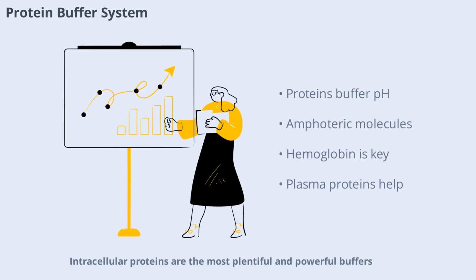Intracellular proteins are the most plentiful and powerful buffers, with plasma proteins also playing a role. Protein molecules are amphoteric, meaning they can function as both weak acids and weak bases. Hemoglobin is an important intracellular buffer, helping maintain pH in red blood cells.